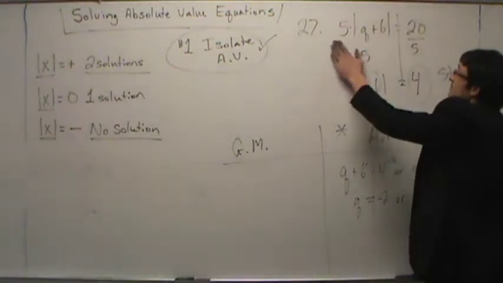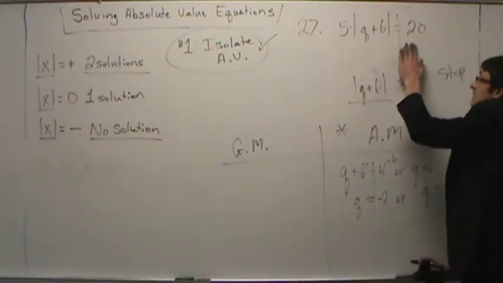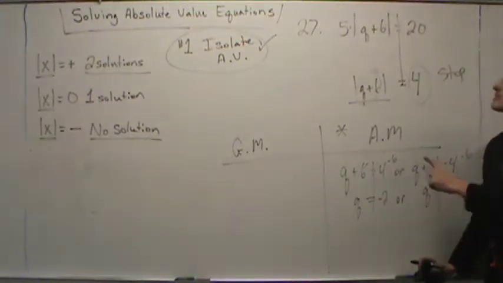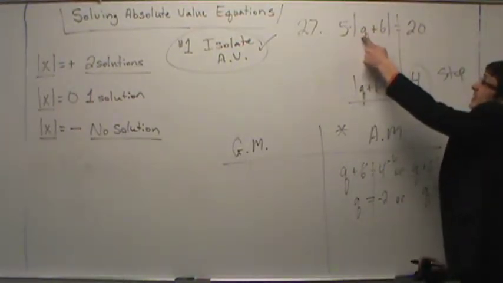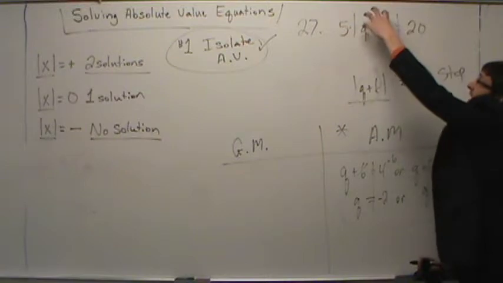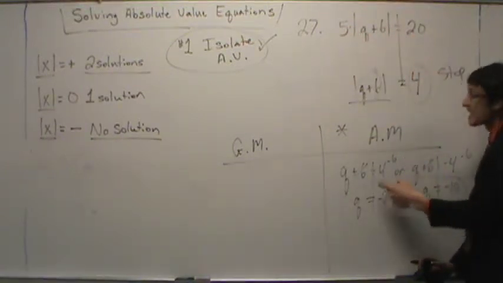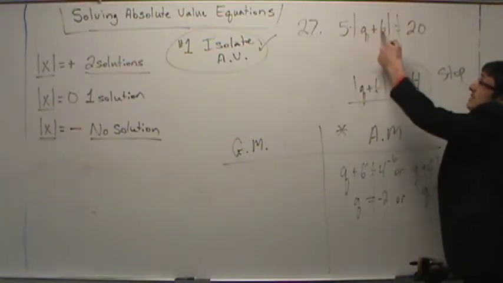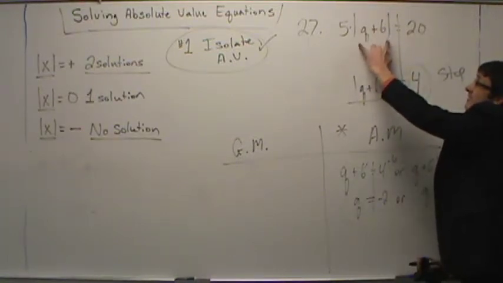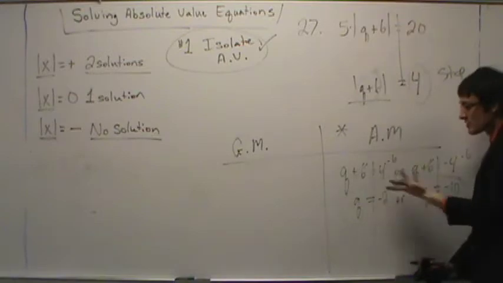Let's plug in negative 10. So negative 10 in for Q. Negative 10 plus 6 is negative 4. The absolute value of negative 4 is 4, and 4 times 5 is 20. So that checks out. Put in negative 2. Negative 2 plus 6 is positive 4. Absolute value of positive 4 is 4, times 5 is 20. So they do check out.